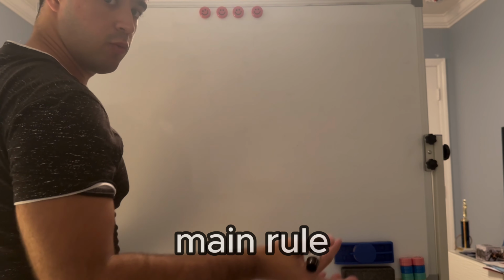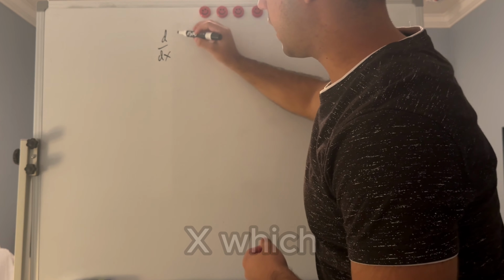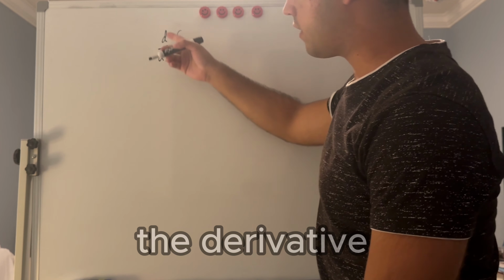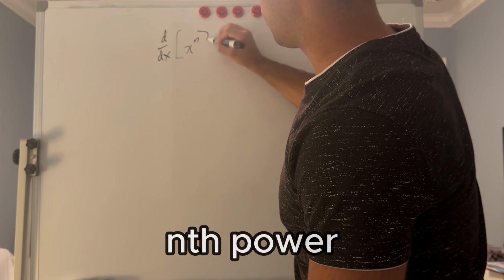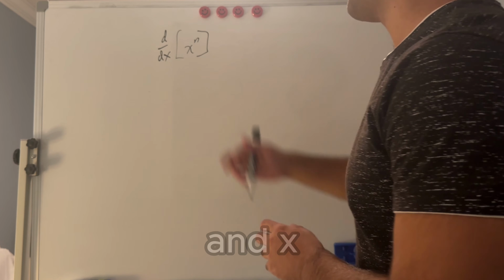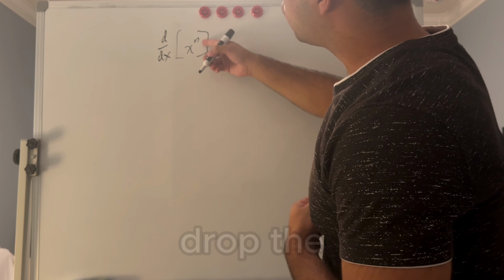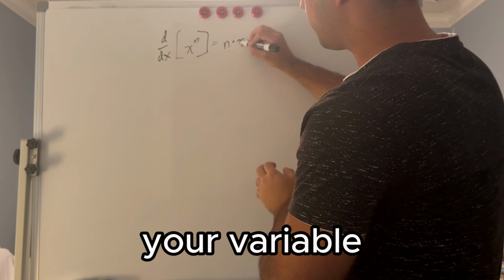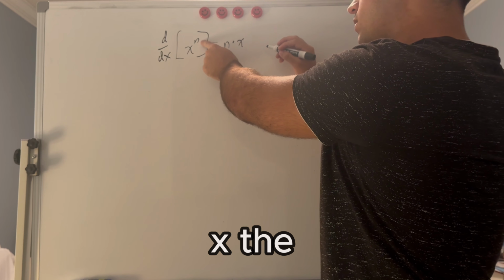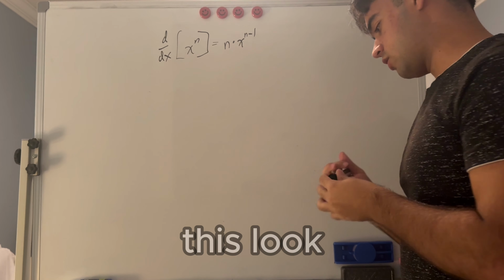So the main rule used in differentiation is known as the power rule, which means that if you're taking the derivative, this d over dx is an operator, and x is our variable, which means with respect to x. If you're taking the derivative with respect to x of x to the nth power, where n is some sort of number, and x is your variable, you can drop the exponent, multiply it by your variable, and then for the power of your variable, use n minus 1.